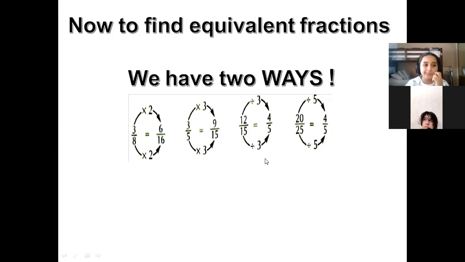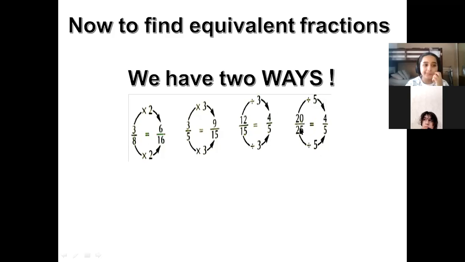But if you want to use division, you can divide by any number you want. You divide by a common factor, like 12 and 15. We can divide 12 by 3, and we can divide 15 by 3. But we can divide 12 by 4, but we can't divide 15 by 4. So we can't choose 4. We should choose a number which is in common.